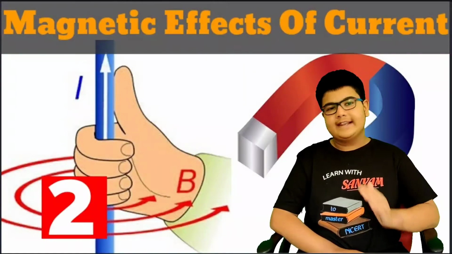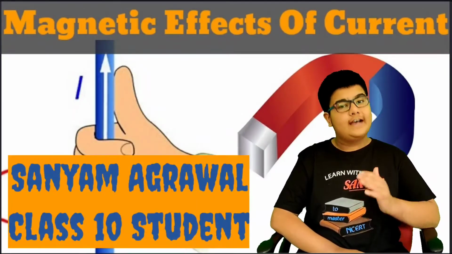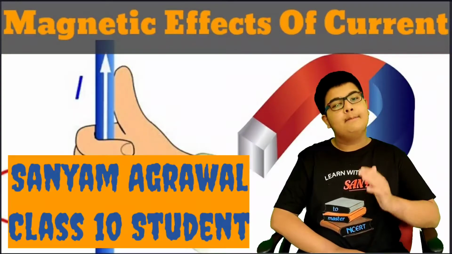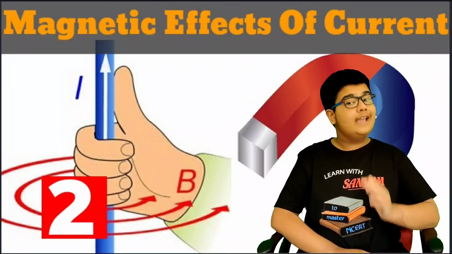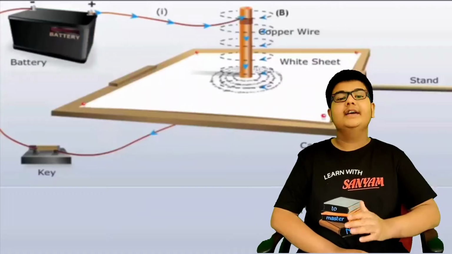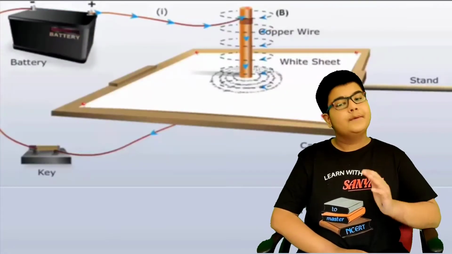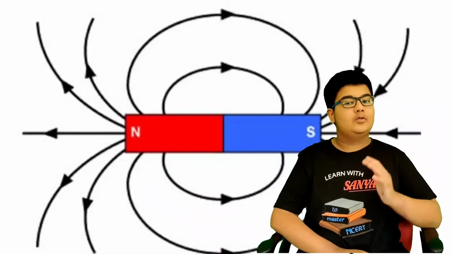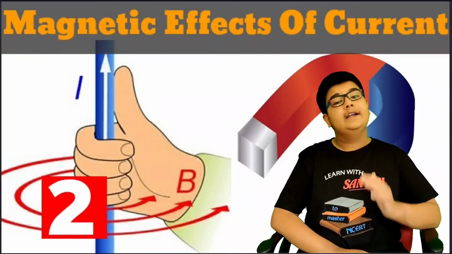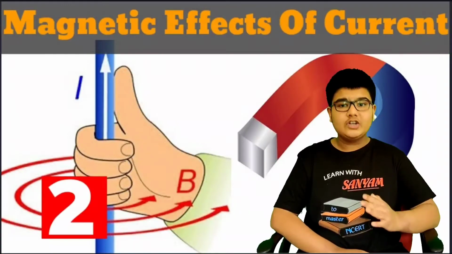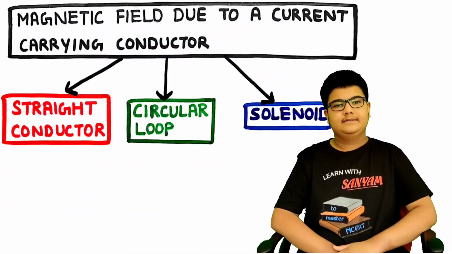Hi friends, welcome to second lecture of class 10 science chapter 13 magnetic effects of electric current. In the first video we have seen that an electric current through a metallic conductor produces a magnetic field around it. In this video we shall discuss this further and also try to find the direction of a magnetic field.